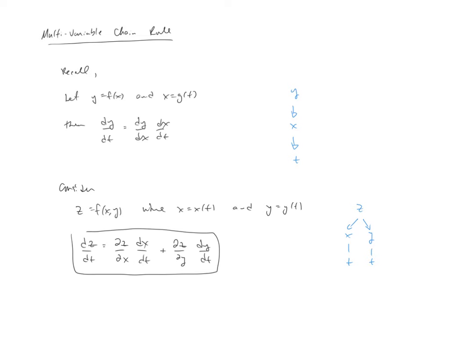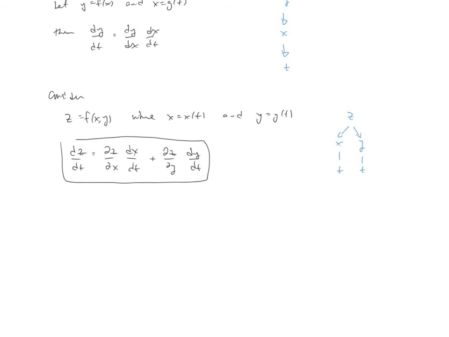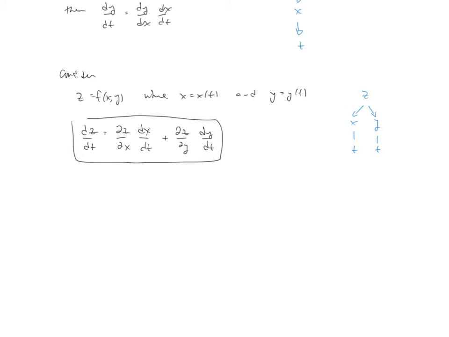All right, so let me leave this up on the screen, but slide it up. Let me now consider w equals f of x, y, z, where x equals x of t, y equals y of t, and z equals z of t.